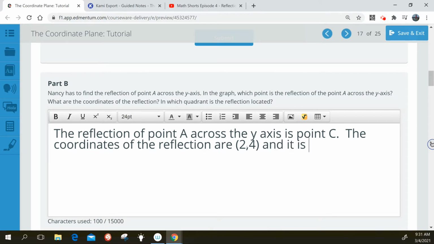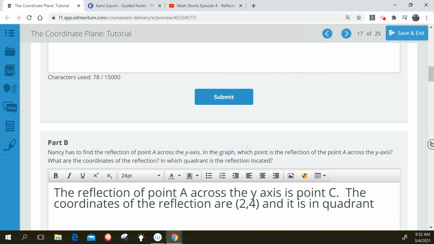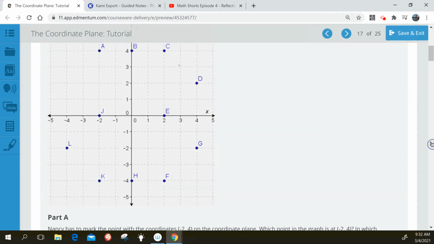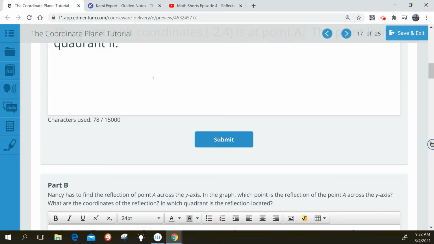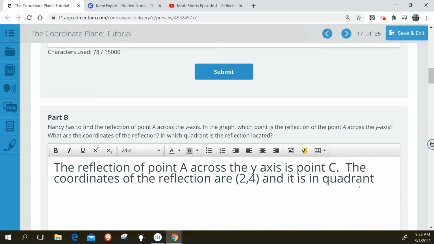and it is in quadrant. What quadrant is that? The point C is in? Who can tell me what quadrant positive points are in? I'm not ignoring Israel. What quadrant is this right here? This is where C is. What is that? Soraya? Quadrant 1. Very good. Okay, so we have quadrant 1. So that's our answer so far.